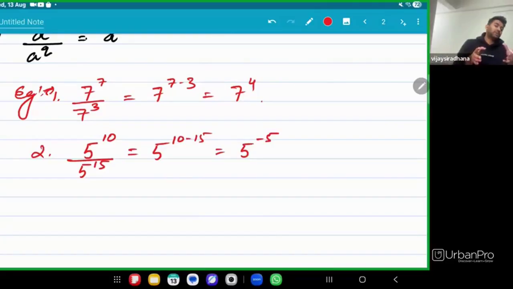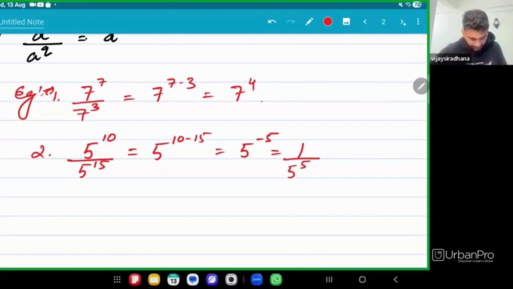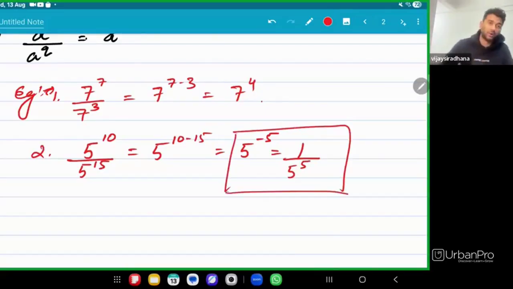Now, students, you might know that if the power is negative, then to make it positive you should move the term to the denominator. So this one would be 1 divided by 5 to the power of 5. This is nothing but this one. Both are the same. I hope you will be understanding it.